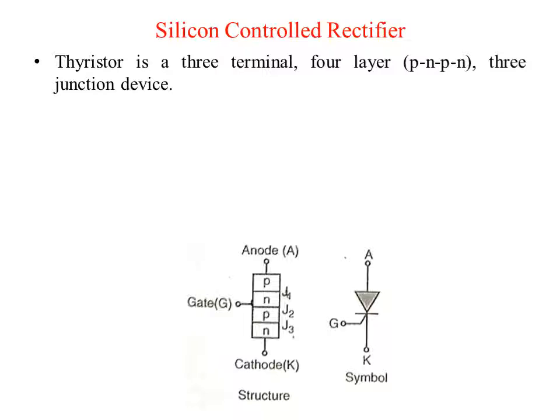So figure A shows the structure of silicon controlled rectifier. It has four layers, PNPN, three terminals, gate, anode and cathode, denoted by G, A and K respectively, and three junctions denoted by J1, J2 and J3. Figure B shows the symbol of silicon controlled rectifier.